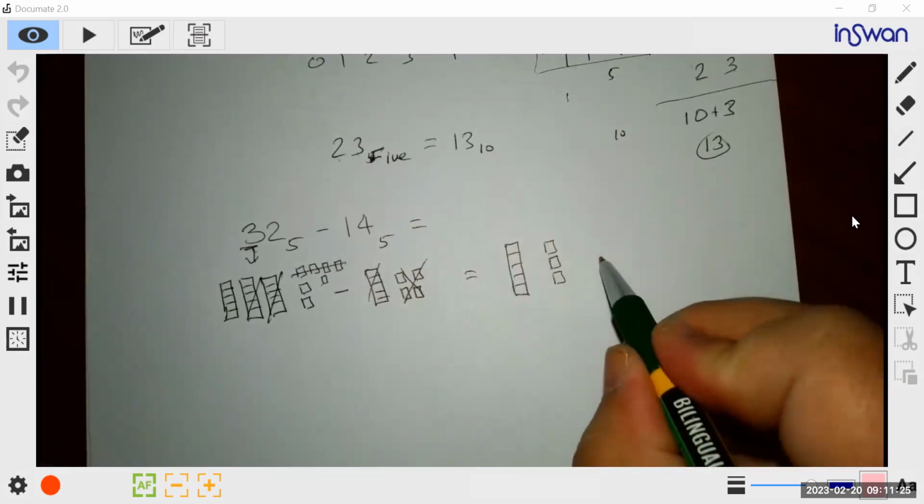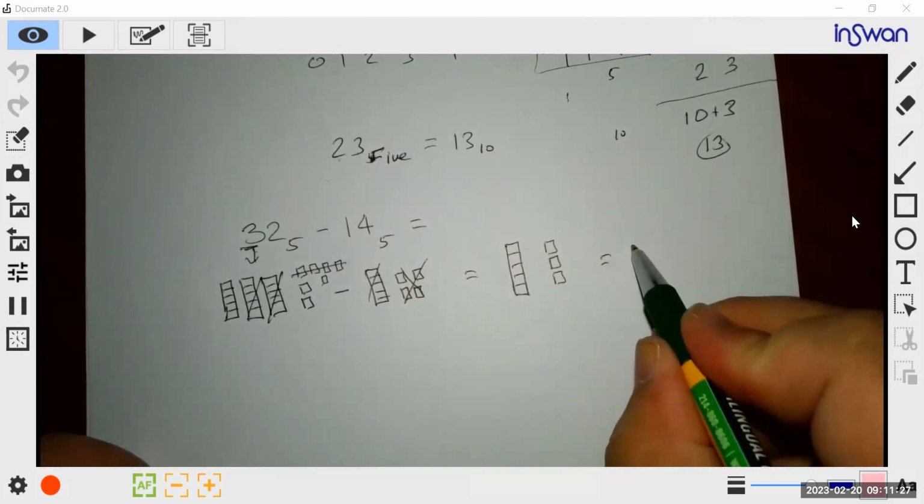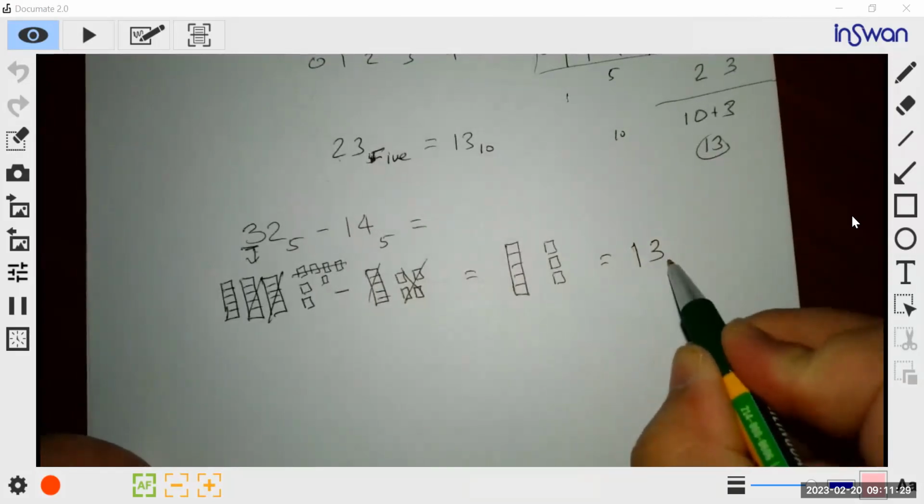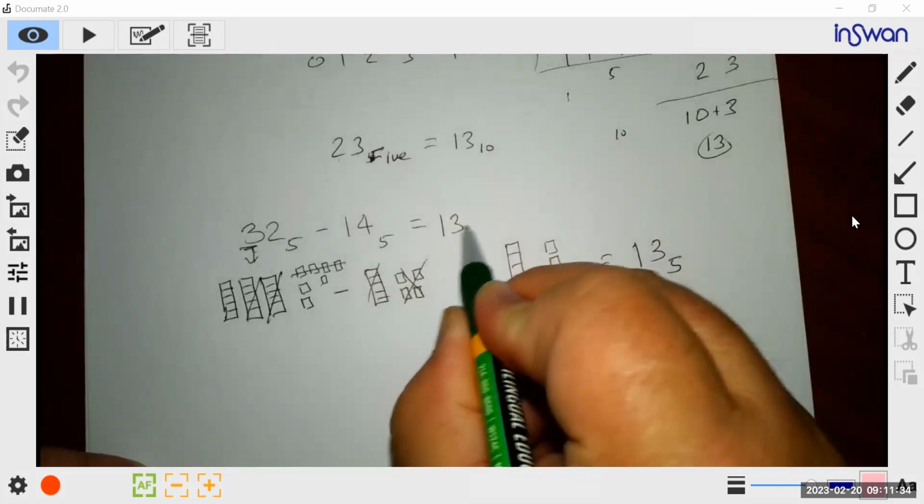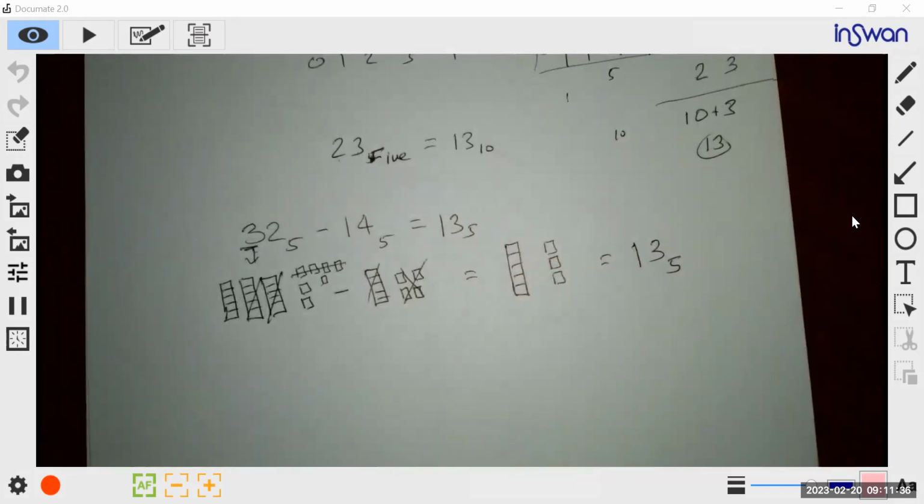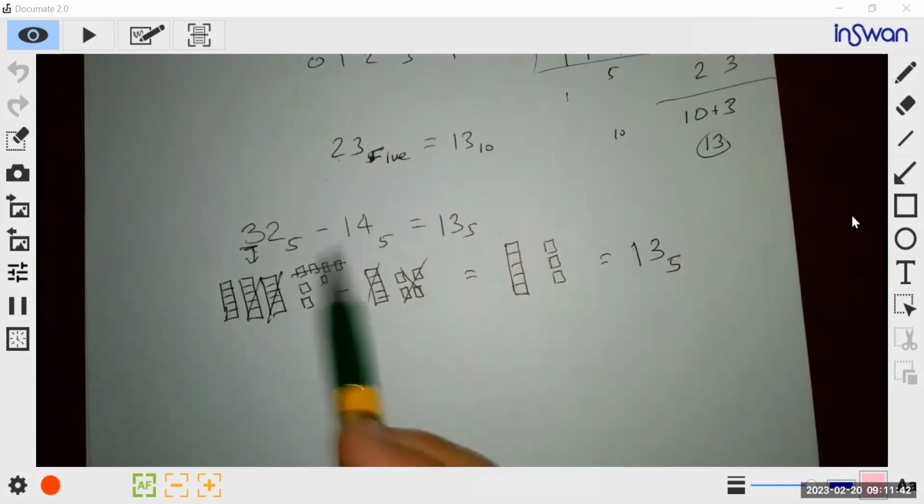So the answer is what? It's 1, 3, base 5. Yeah, that's the hardest part, because 1, 3, that's 13. No, the 13 is a base 10 number. So this is how you do it in base systems other than that.